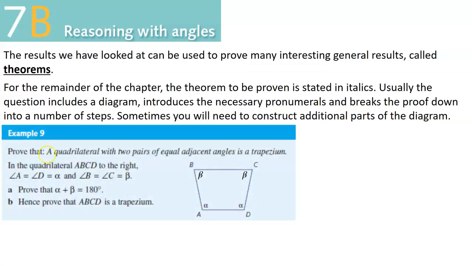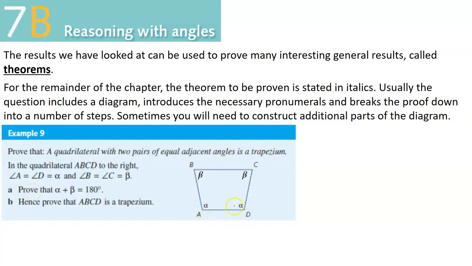Okay, so here, these are our italics, so that's the theorem that we're trying to prove. A quadrilateral with two pairs of equal adjacent angles is a trapezium. So equal means equal, adjacent, remember, means next to. So here I've got two angles next to each other that are equal, and another two angles next to each other that are equal. I'm given that information in the statement, and I'm given that information in the diagram as well. For my first step, I need to prove that alpha plus beta equals 180.